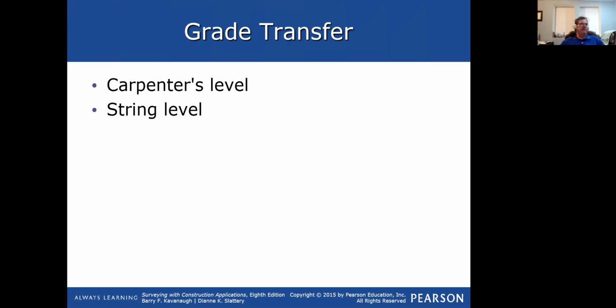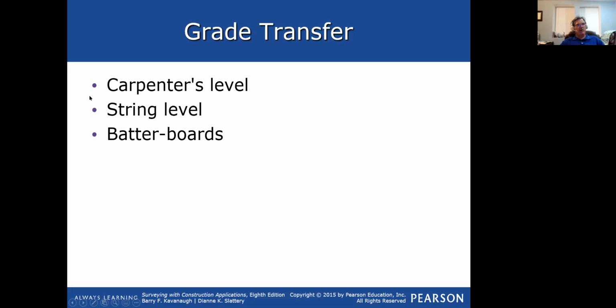Grade transfer. There's a lot of different ways to transfer a grade. The one I don't know much about would be a batter board. This is when you're building a curb. It's a way to transfer the grade around. Or if you're building a house, you can do it that way too, by keeping your boards level.